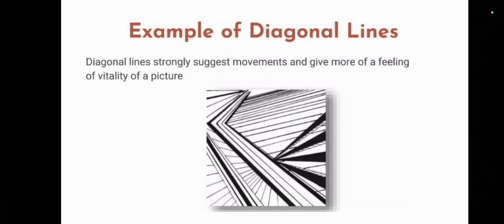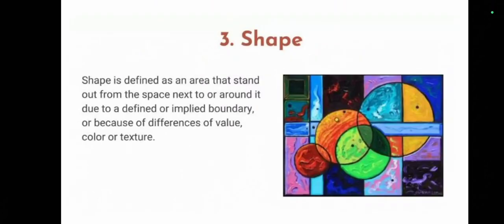Next one is the shape. A shape is an area defined by a boundary, which can have differences in value, color or texture. Shapes are usually two-dimensional. They have height and width. Think of geometric shapes like circle, square, triangle. These all come from shapes. Shapes are key for analyzing forces and optimizing surfaces.